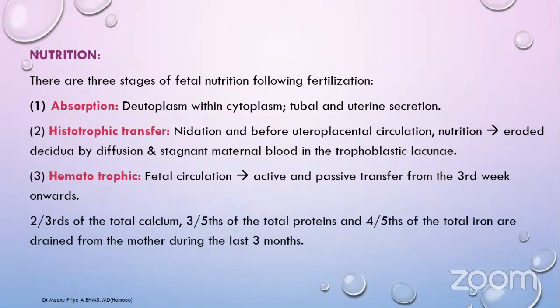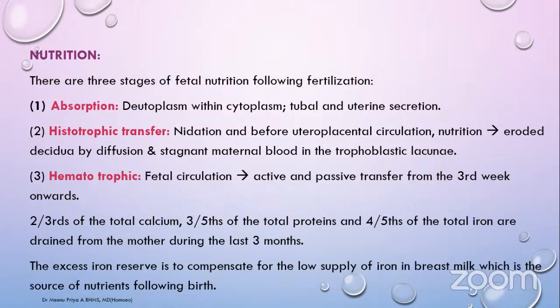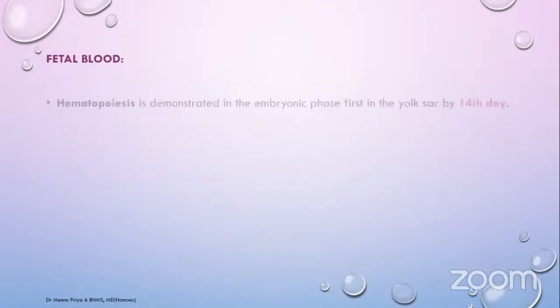Two-thirds of total calcium, 3/5 of total proteins, and 4/5 of total iron are drained from the mother during the last 3 months. So the maximum nutrition the fetus takes from the mother is during the last 3 months. Also, there is a high iron reserve in the fetus, because after birth breastfeeding does not meet the iron demand, so the iron reserve becomes larger during pregnancy. The excess iron reserve compensates for the low supply of iron in breast milk, the source of nutrients following birth.